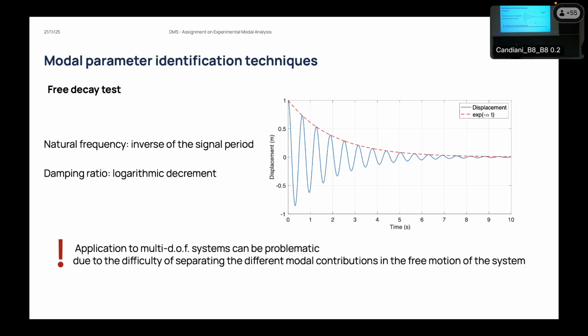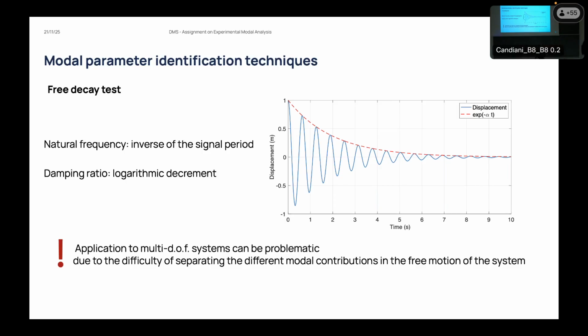But if you think of a more complex structure, this is not that straightforward. First of all, because maybe you don't know the shape of the first mode. And then because you should be able to apply an initial condition that is exactly matching that mode shape. So this is usually not viable for complex structures. It's easy if you can do that, because just looking at one decay you have all the parameters you need, but this is not straightforward if you are dealing with a complex structure.